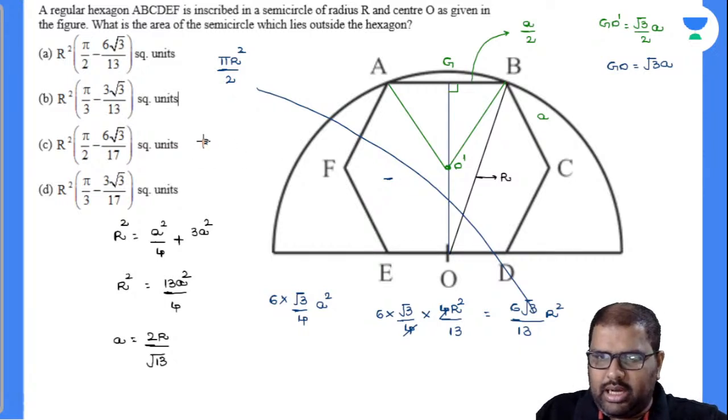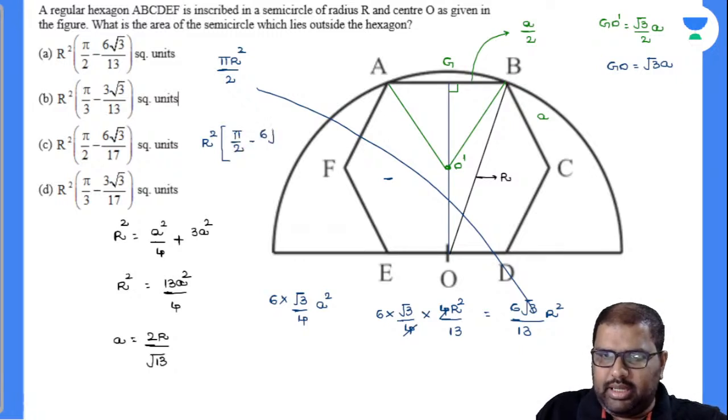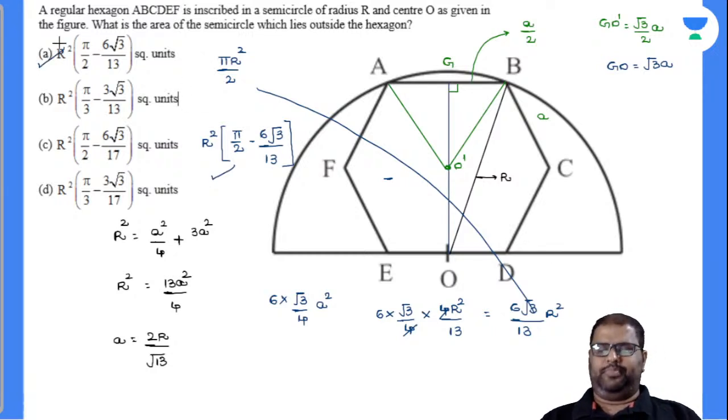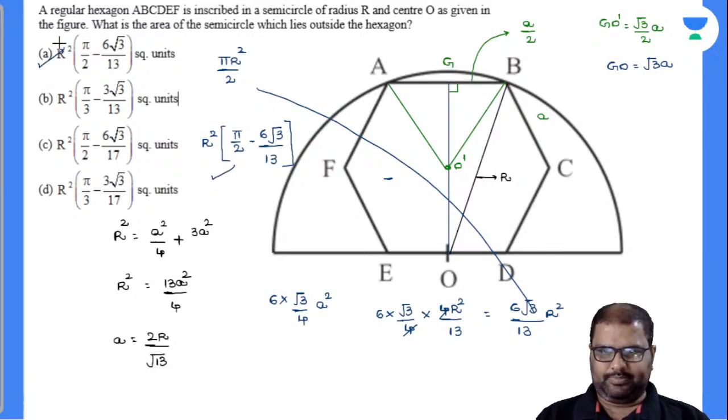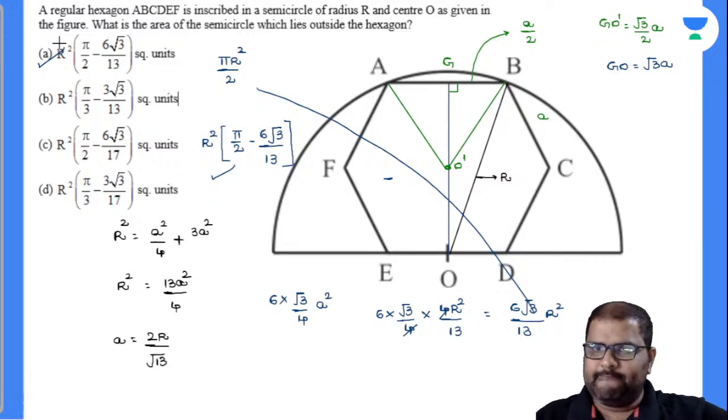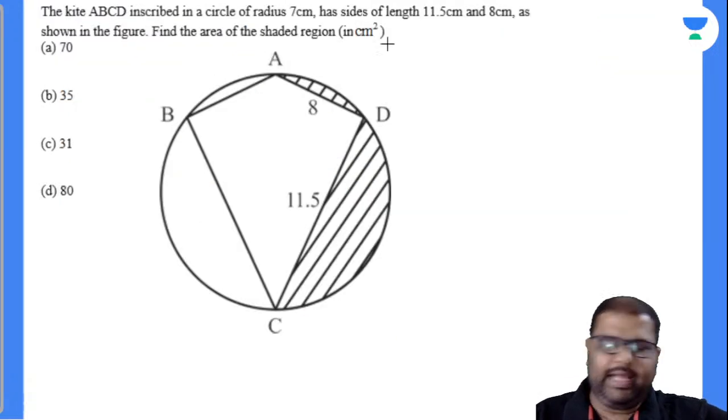I can take r square as common outside. From the semicircle, pi by 2 will be left inside, minus 6 root 3 by 13. So your answer is wrong now, my A option will be true. Any of you got this correctly done? My A option will be true. Done? Exactly. Let's come to the next one.